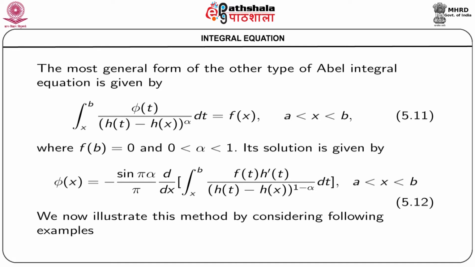Its solution can be obtained similarly by phi(x) equal to minus of sin(pi alpha) by pi, d/dx of the integral from x to b of f(t) h'(t) divided by (h(t) minus h(x)) to the power 1 minus alpha dt. Here x lies in the interval a to b.